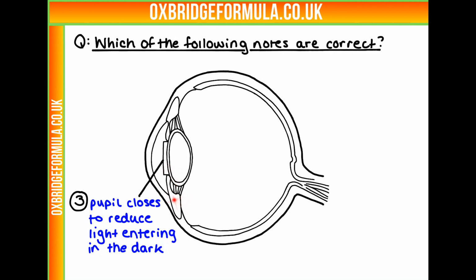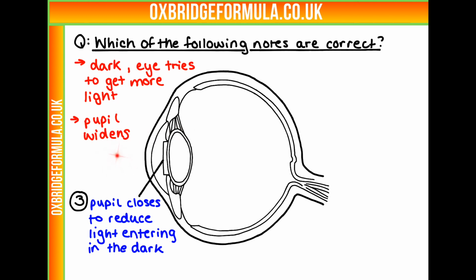Thirdly, this is the pupil, which closes to reduce light entering in the dark. So if it's dark, we have less light. What is our pupil going to do? Is it going to close? Is it going to reduce the light entering if we're in the dark? Well, if we're in the dark, we want to try and get more light. The eye is trying to let more in, and therefore our pupil is going to widen and not narrow and close. So this is also incorrect.